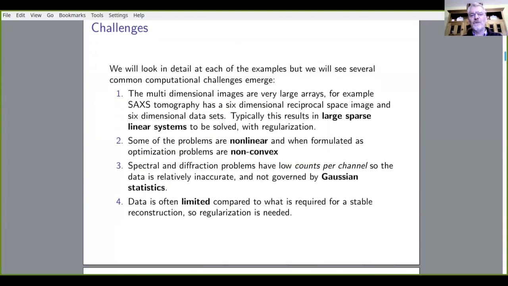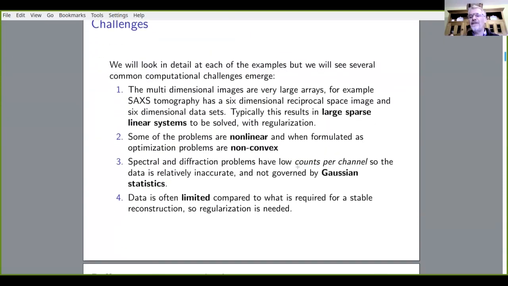So what are the challenges? Well, here are some. I think you can draw some general conclusions, and you'll also see that things that come up in these tomography problems also come up in a lot of other inverse problems. So first of all, we get very large arrays. Multi-dimensional images, for example, SAX tomography, the way I've said it, is a 6-dimensional space. At each point you have a 3-dimensional function.